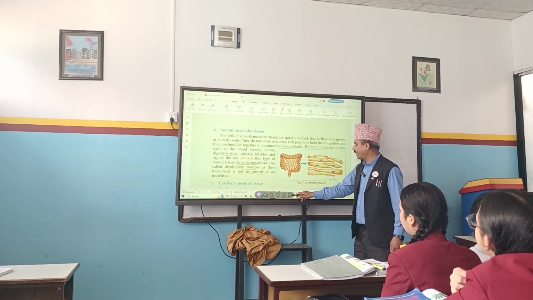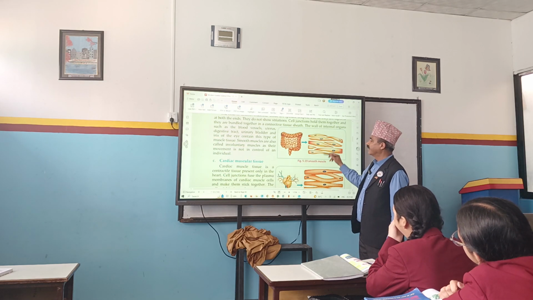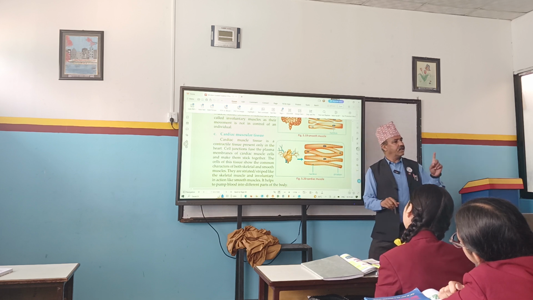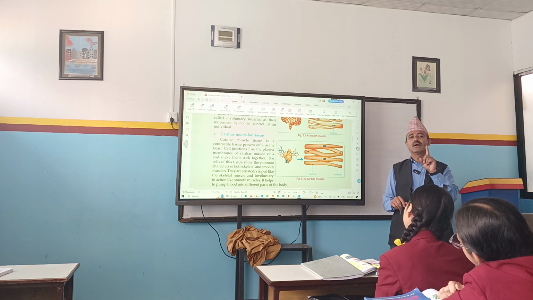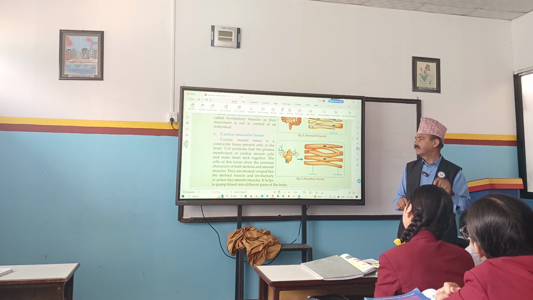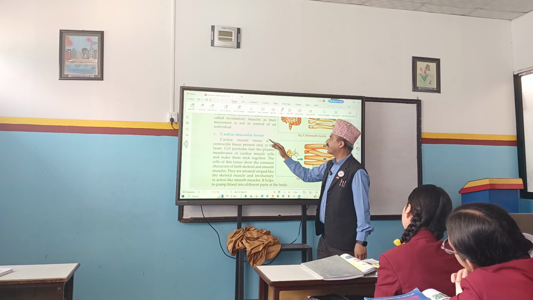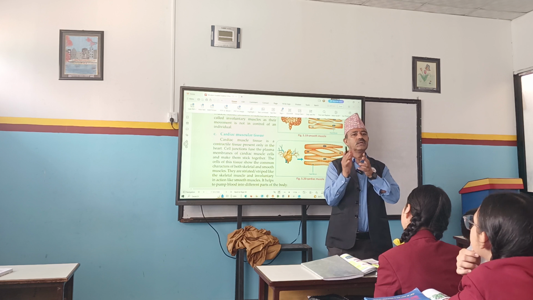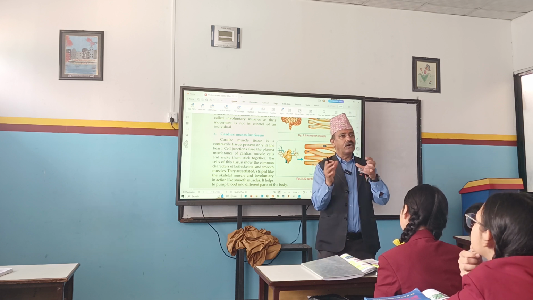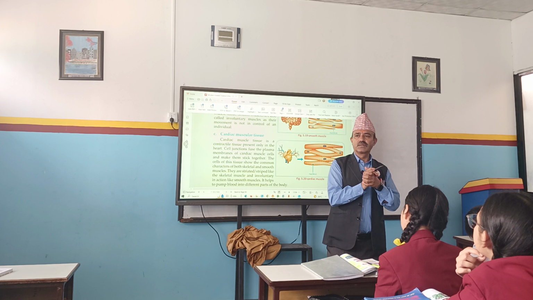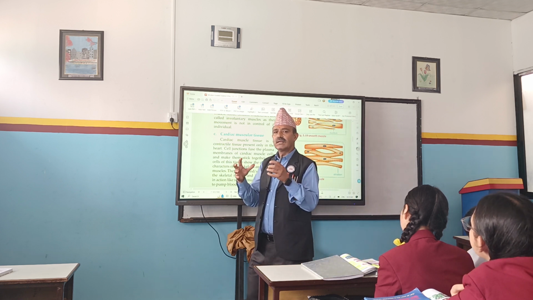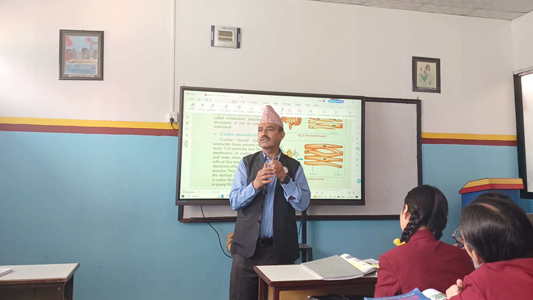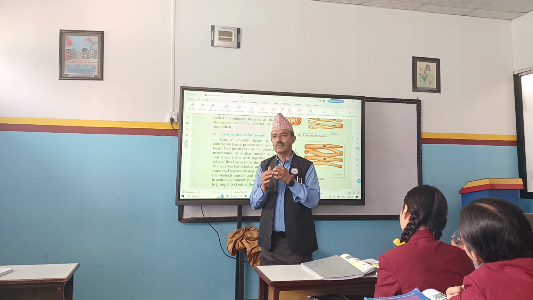Now, the third type of muscle is cardiac muscle. Cardiac muscle is found only in one organ. What is that? The heart. When we talk about cardiac muscle, its structure is similar to voluntary muscle and function is similar to involuntary muscle. That means it is the combination of two muscles: striated muscles as well as smooth muscles.